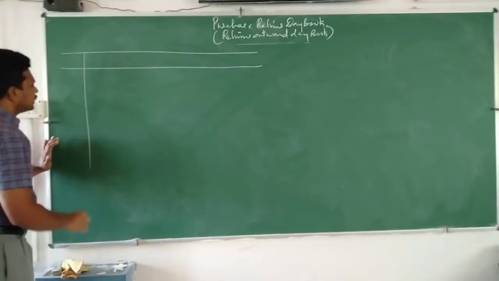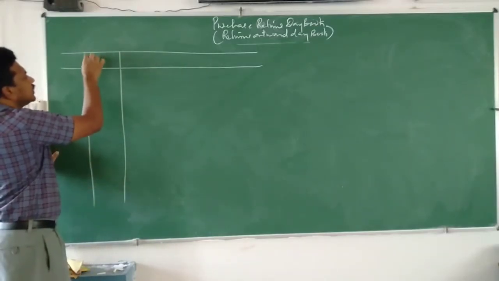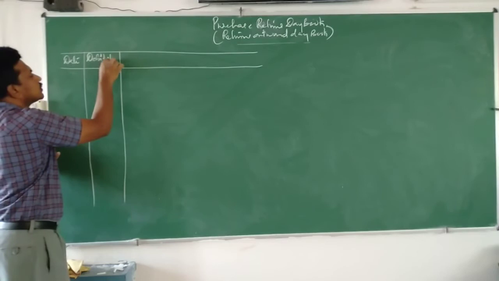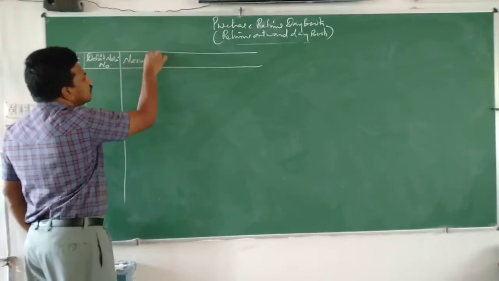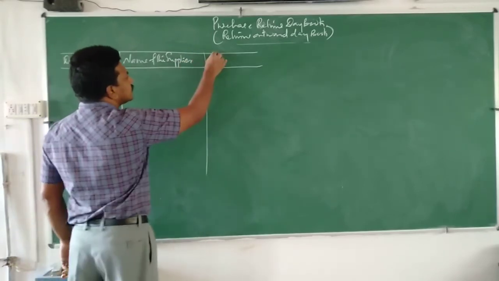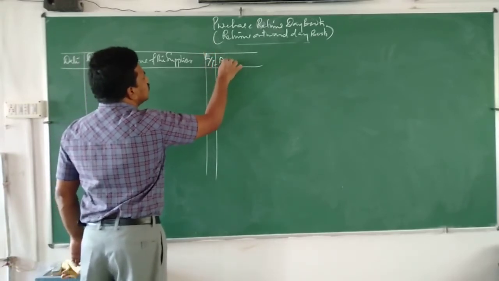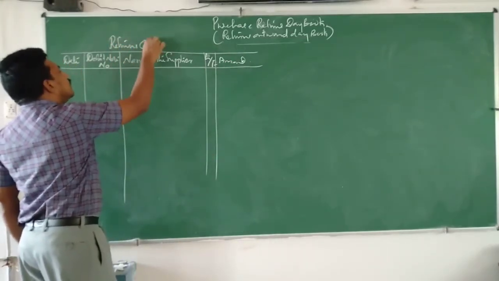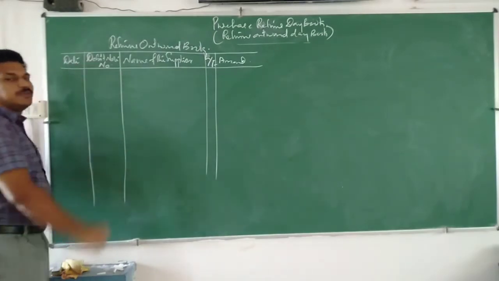First, as usual, we will write the date column. Then the source document. The source document is the debit note. First the date column, then the debit note number. We will explain what the debit note number is. Then the name of the supplier. Then ledger folio, amount. You can write the heading returns outward book.